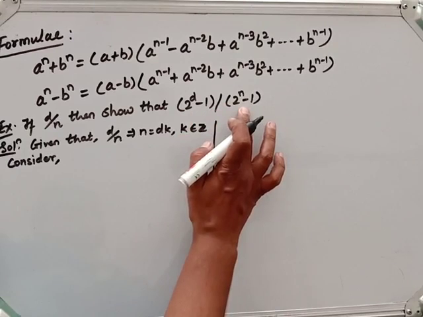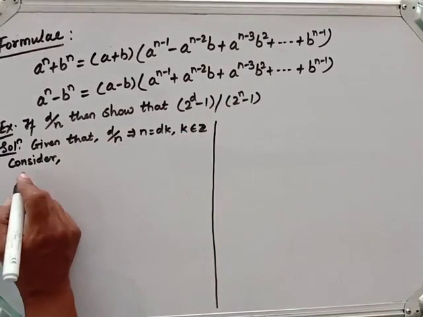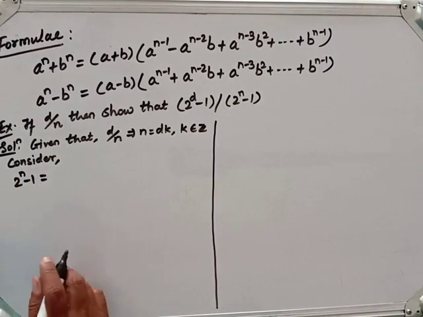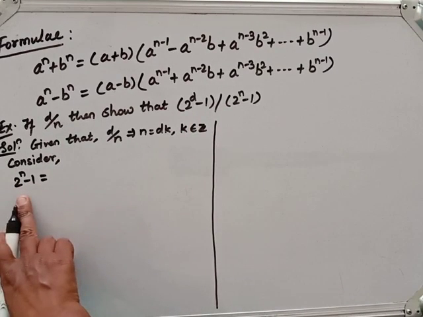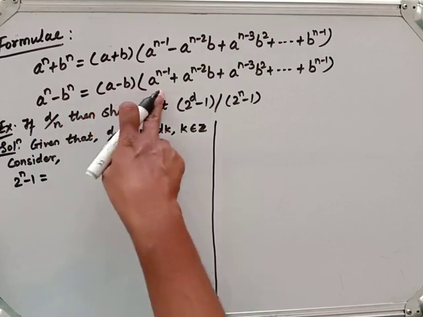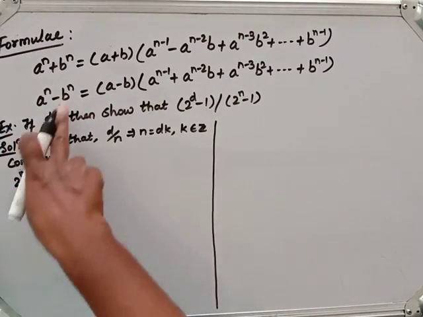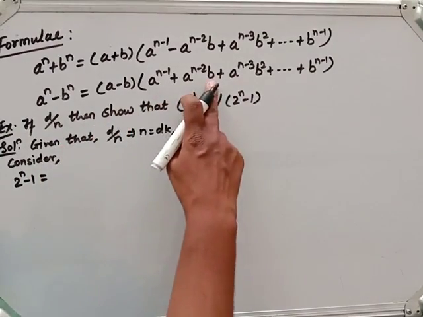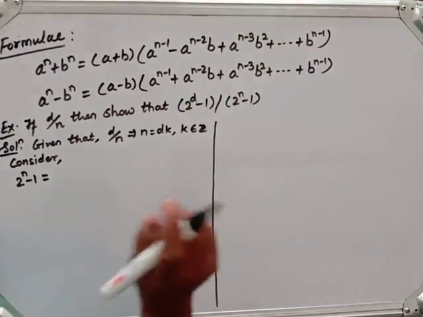So, let us consider this 2 raised to n minus 1. I will consider this, and I will use this formula here: a minus b into this. My a will be 2 and my b will be 1. So, here b is 1, so everywhere that power will become 1.